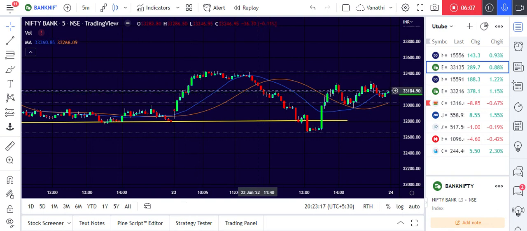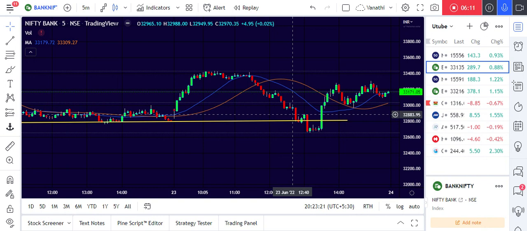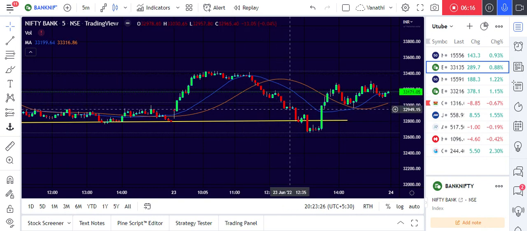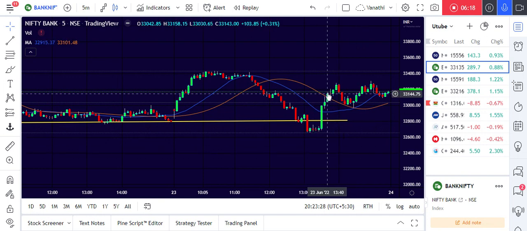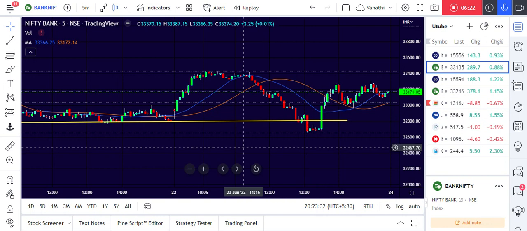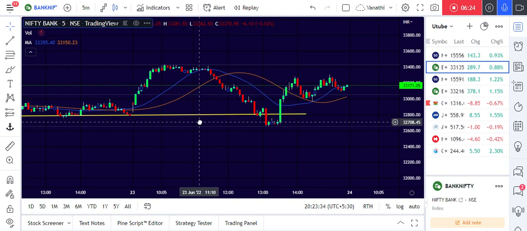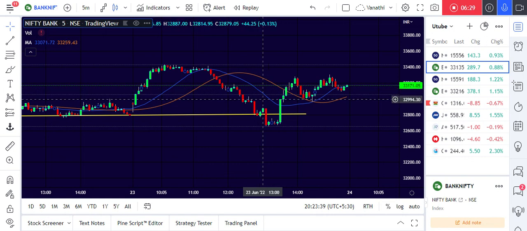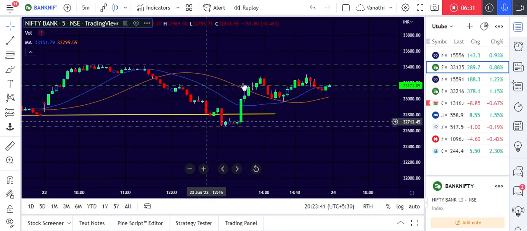So here this was my entry, and around this level, before it touches the support, I closed this trade, so it was a very good trade. And then this movement I didn't capture because I was having lunch at that time. And the mistake, the wrong trades I have done, is in Bank Nifty.